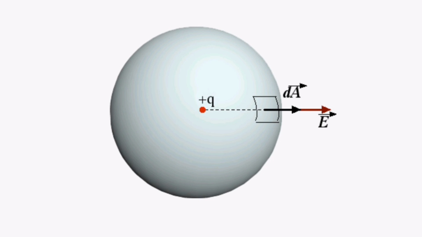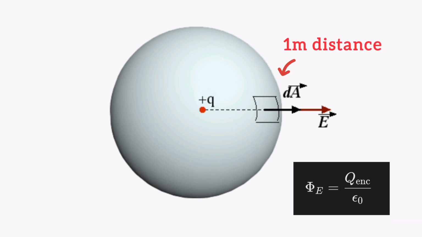Imagine we have a spherical surface with a charge at the center. The charge creates an electric field that radiates outward in all directions. The surface we choose is called a Gaussian surface, and in this case, it's a sphere with a radius of 1 meter. According to Gauss's law, the total electric flux through this spherical surface is directly proportional to the charge inside it.